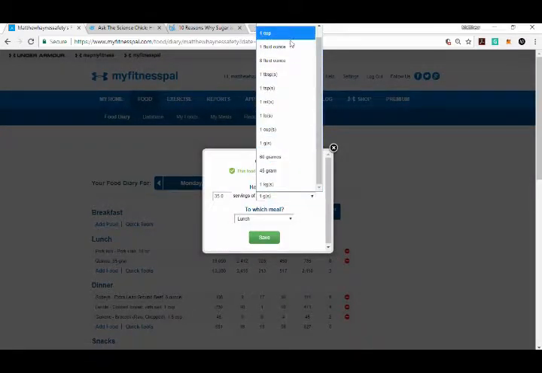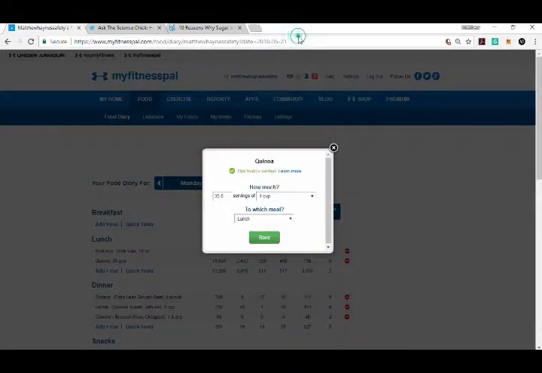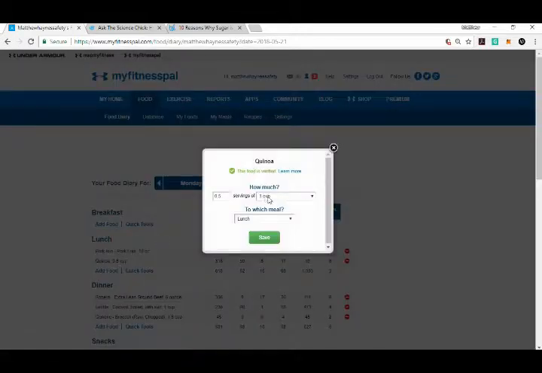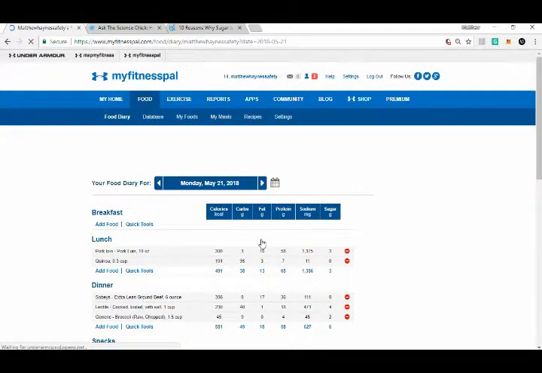We're going to go with cups, which is also easy to work with. And I'm going to say probably half a cup. 318, we're still a little high, so maybe we'll go with approximately a little over a third of a cup of quinoa. That's a little bit closer.